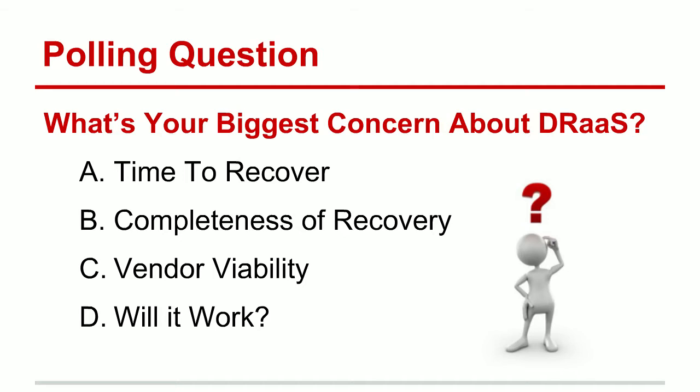Jason, it looks like completeness of recovery is going to win by a nose, so to speak, at about 35%. The general will it work is in second at 28%. Time to recover is at 26%. And interesting, vendor viability is only 9%. I really thought that would be a bigger concern. Maybe the other concerns are more critical to folks.